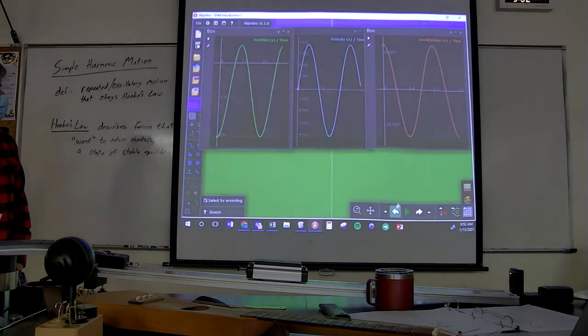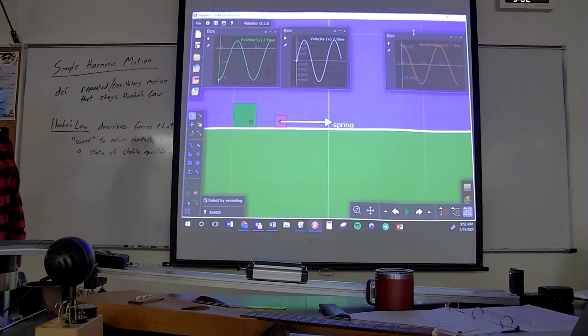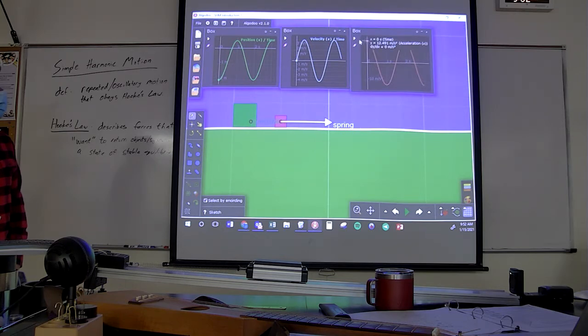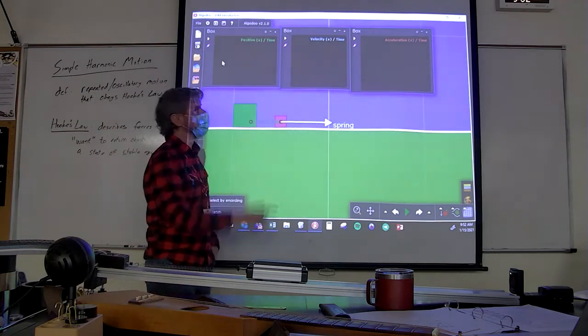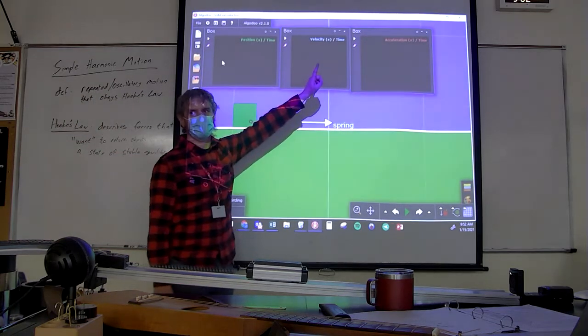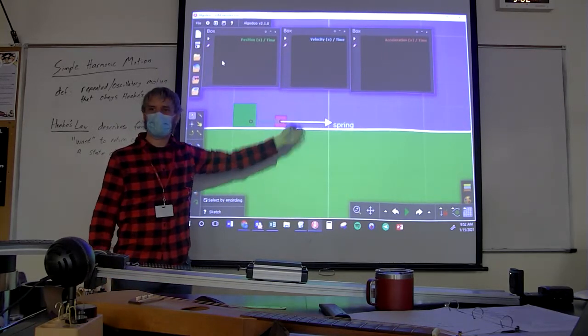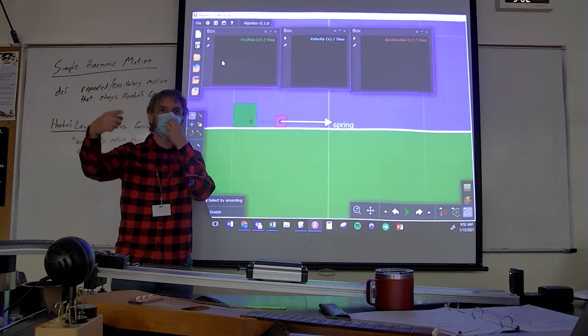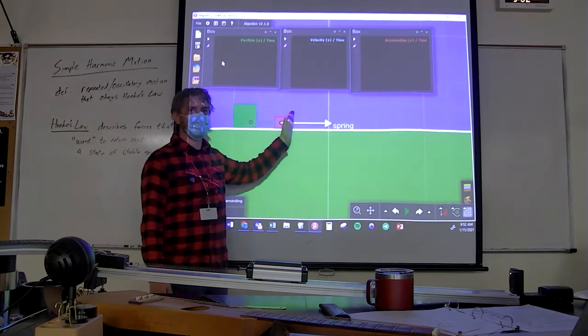Notice that when I started, I pulled the mass to maximum negative displacement. Right, pull it to the left and let it go from rest. So I started with zero velocity. Because when you're at maximum displacement from equilibrium, you get the maximum force, I also get the maximum acceleration. It's counterintuitive. When the object is not moving, it has the maximum acceleration.